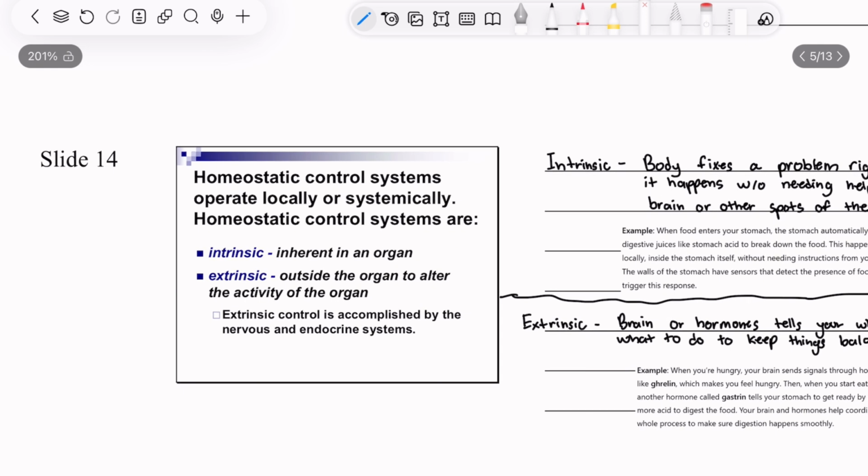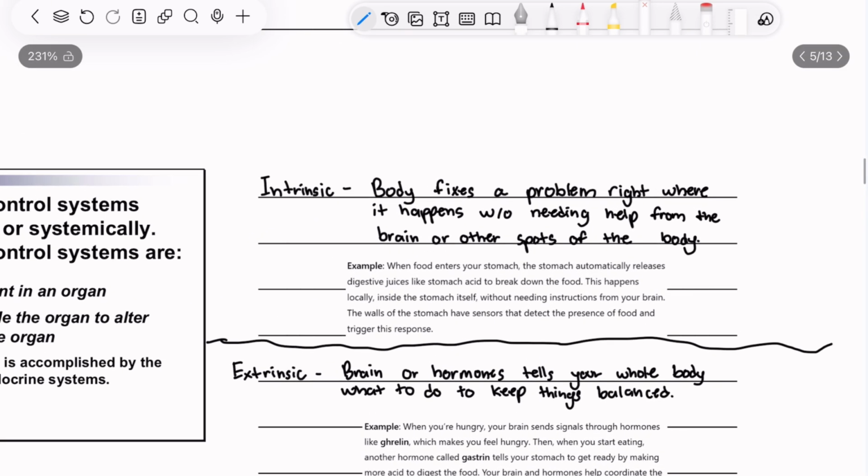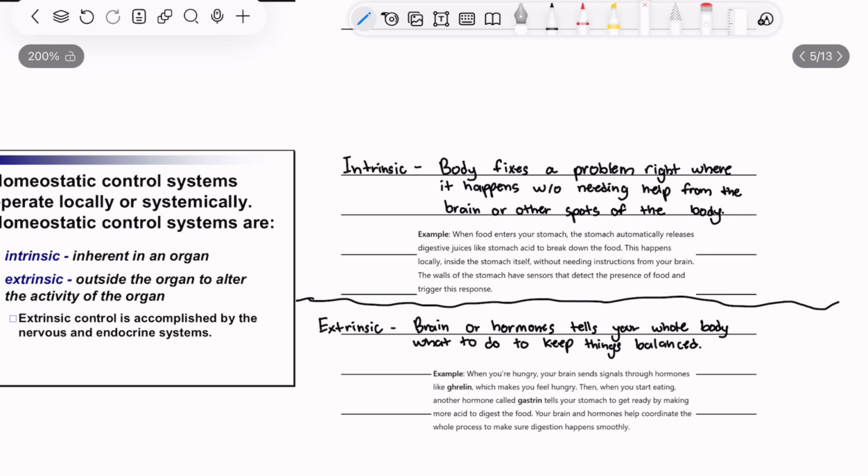Homeostatic control systems operate locally and systematically. Homeostatic control systems are intrinsic and extrinsic. So for intrinsic, it is inherent in an organ. And extrinsic is outside the organ to alter the activity of the organ. So this is my definition right here that I searched up.